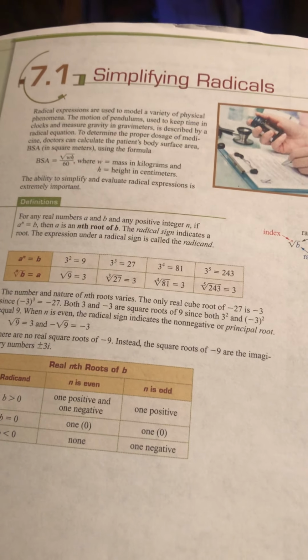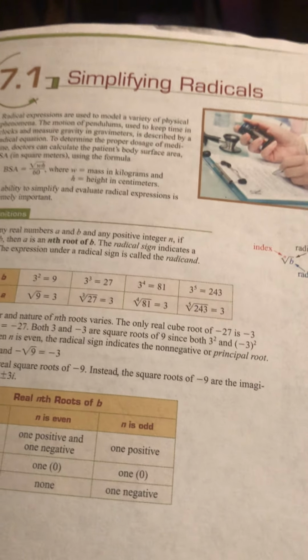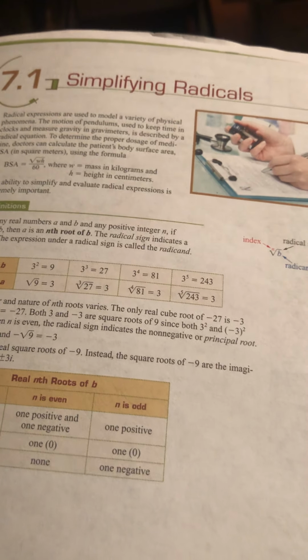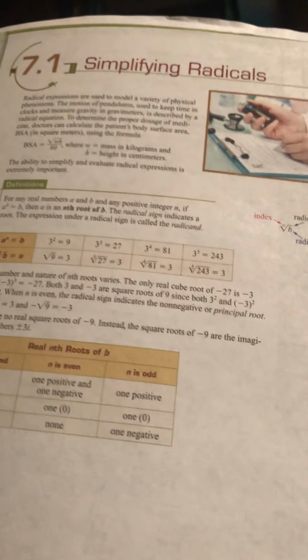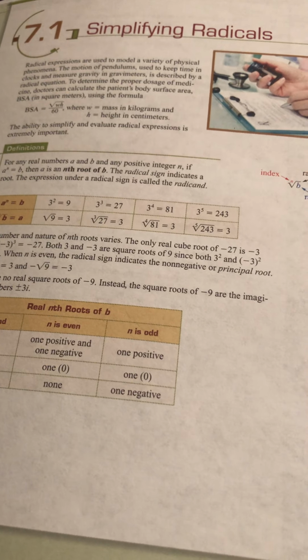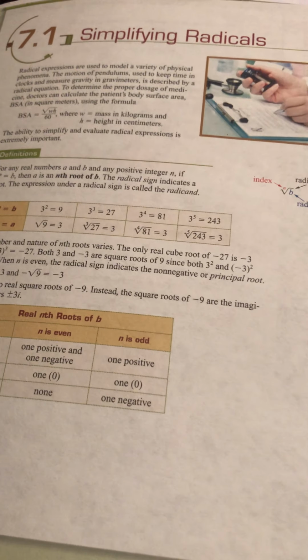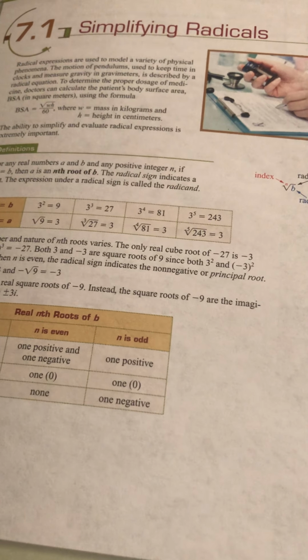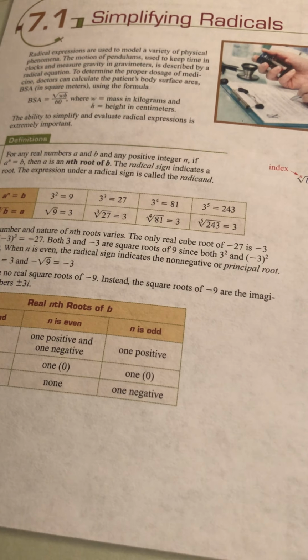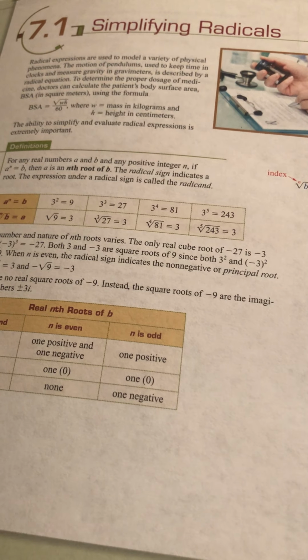Hey guys, we're going to be looking at simplifying radicals on 7.1. I want to try doing this a little differently. It's not going to focus so much on the screen, because I've worked out step by step every example, and I'm going to keep going back and forth. That way you guys can see.